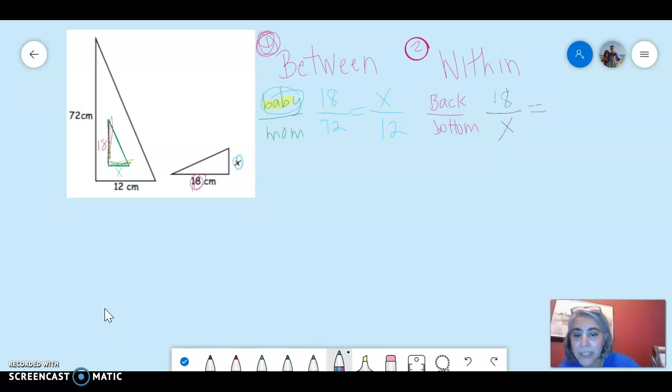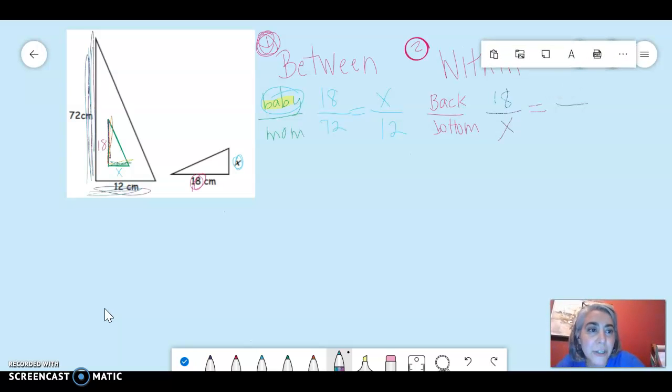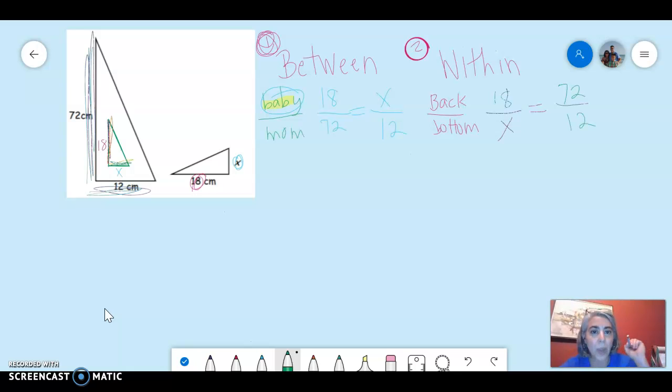Okay, and so this time I'm going to do the back and the bottom. So it's going to look like 72. Oh, it keeps doing that with that silly marker. Let me come up with a different marker here. 72 over 12. Okay, so here's like how I know they're the same and it really doesn't matter, like the teacher talk part of it.